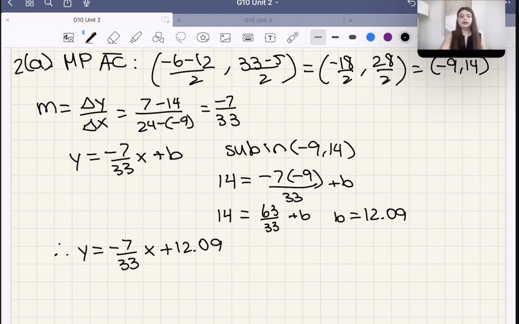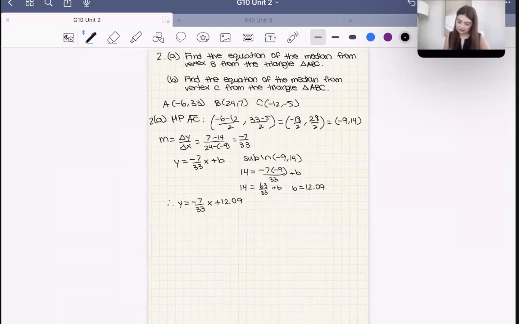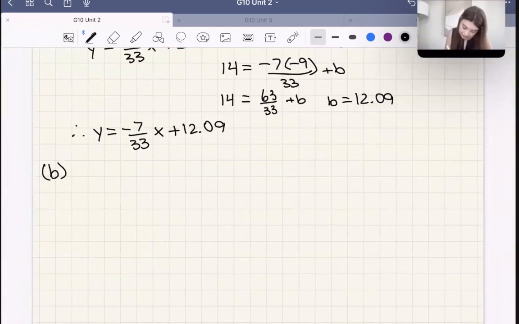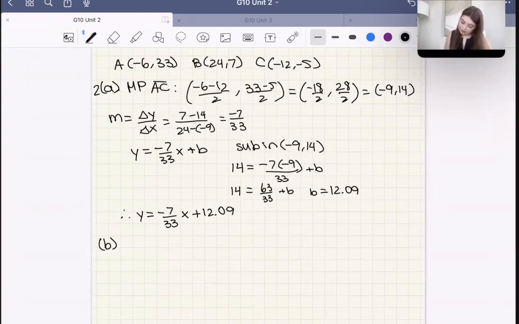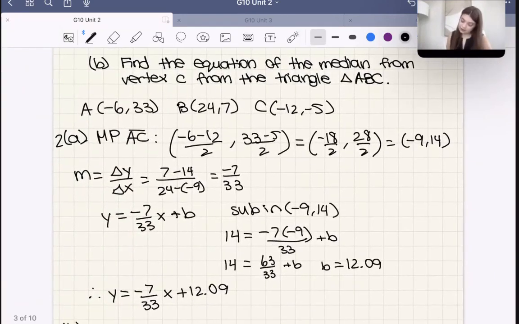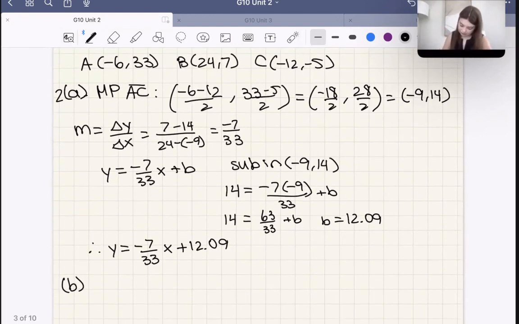All right, and let's go through all of these steps just one last time for the median of vertex C, just to give a third example for this, and then we'll be done for the day for this lesson. This next one says, find the equation of the median from vertex C from this triangle. Okay, so what's the first thing we do? Well, we know the median is going to go from vertex C to the midpoint of AB. So we first need to find out what is the midpoint of AB, since that was not given in our question. So the midpoint of AB is equal to what?